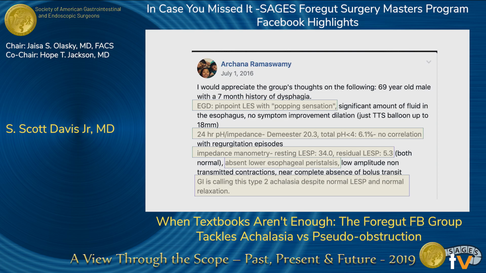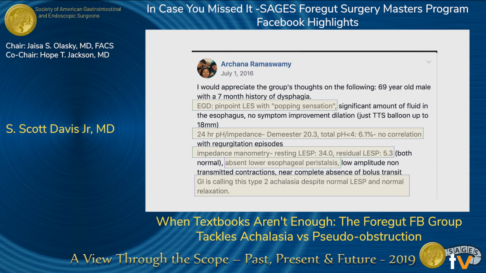Dr. Ramaswamy put up another case talking about a popping sensation with her EGD when she was traversing the LES on her scope. The patient has a slightly elevated DeMeester score, with elevated acid in the distal esophagus with no correlation of symptoms. The lower esophageal sphincter relaxes from 34 to 5, both of which are normal, but there's absent lower esophageal peristalsis. The GI doctors are calling it type 2 achalasia, despite the normal lower esophageal sphincter pressure and normal relaxation.